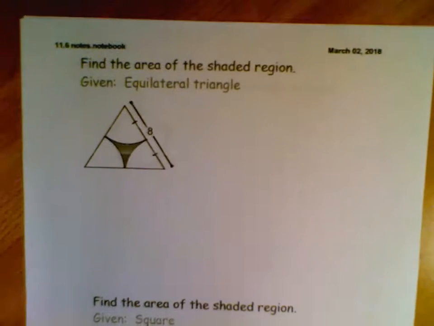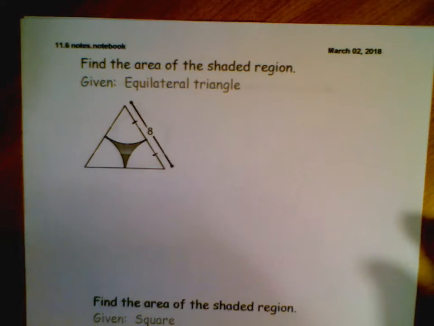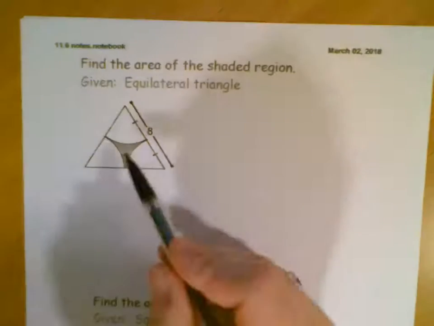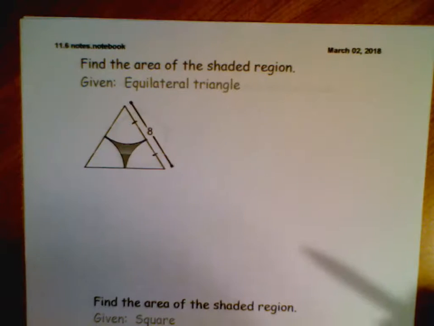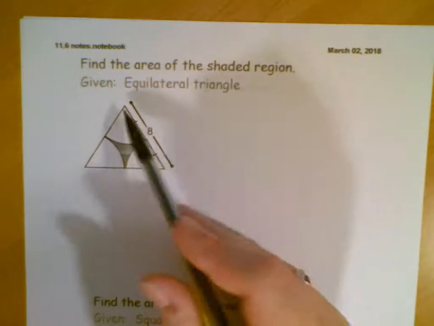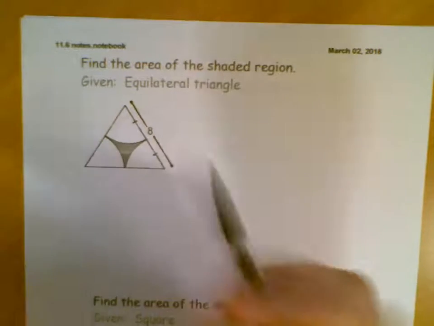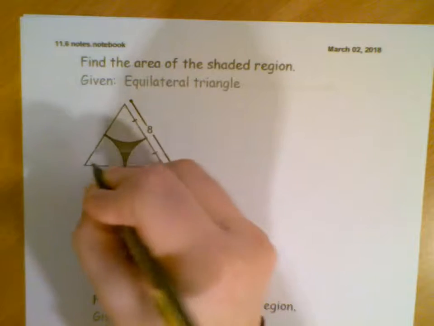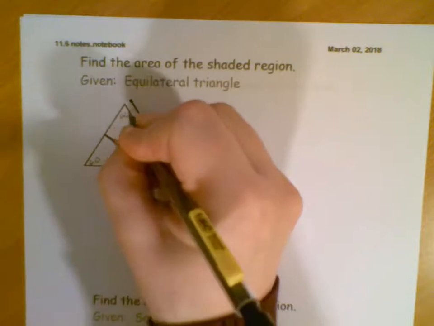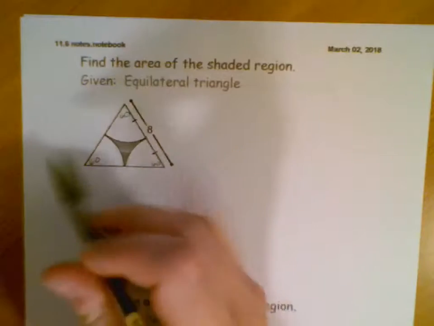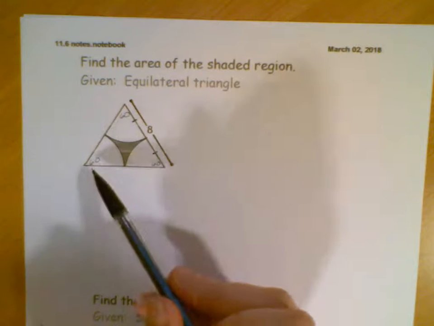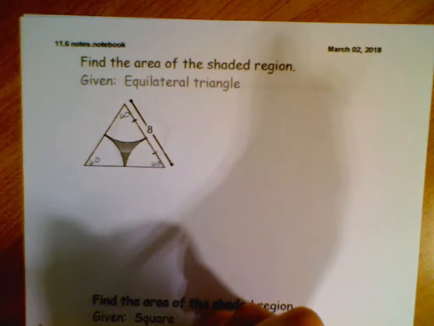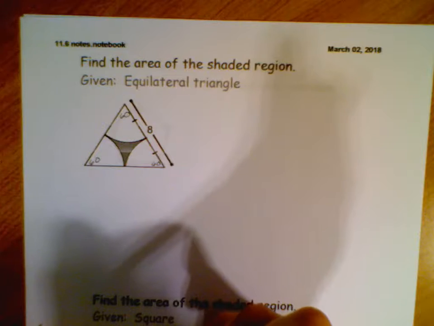All right, let's try this one. So this one says find the area of the shaded region. Well, if you pay kind of close attention to what these end up, so this says that it's an equilateral triangle, so that makes all of these 60. Okay, so essentially these 3 corners make half a circle.